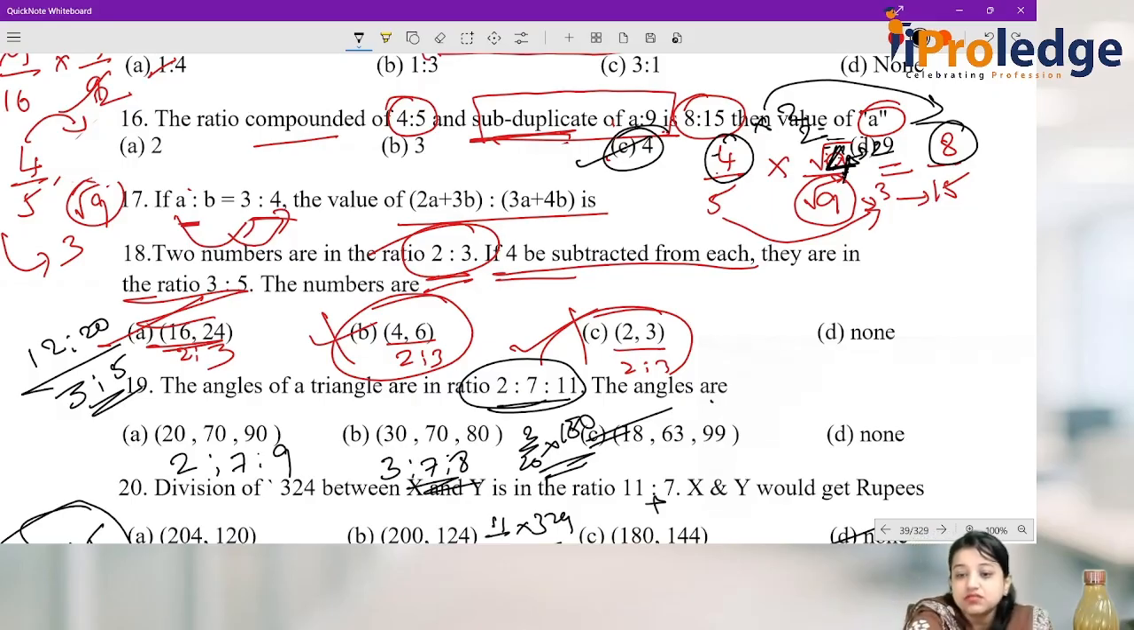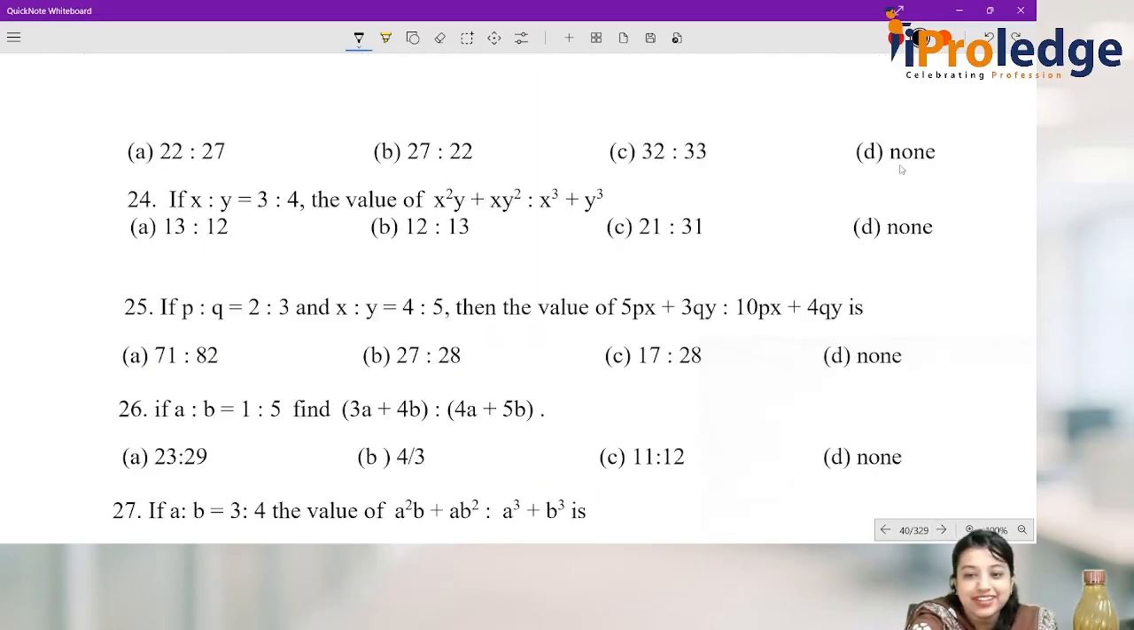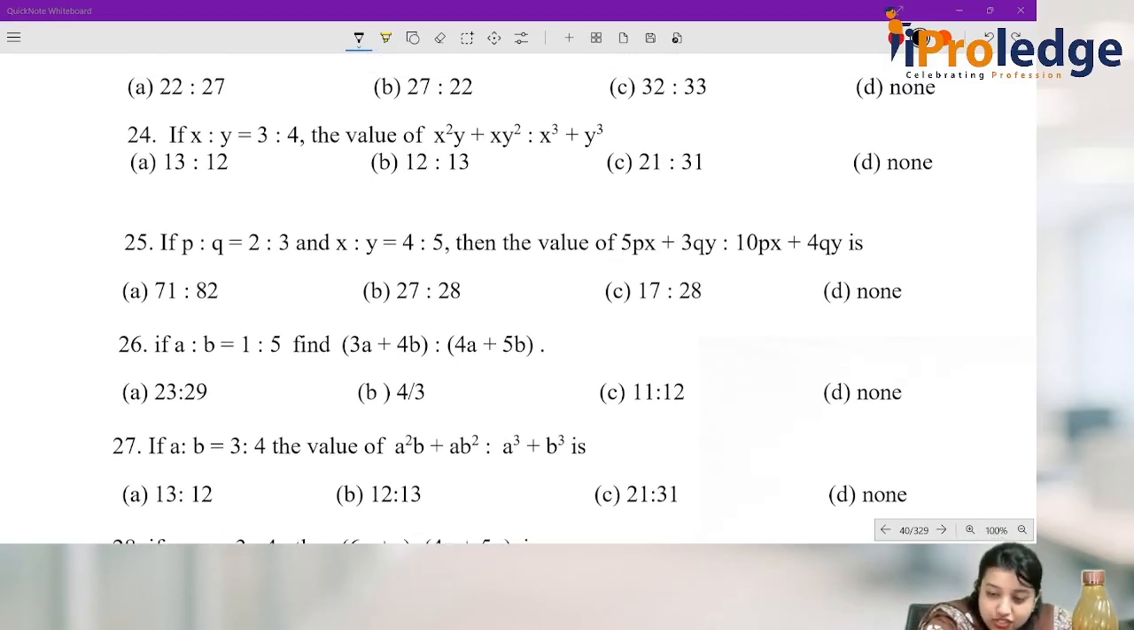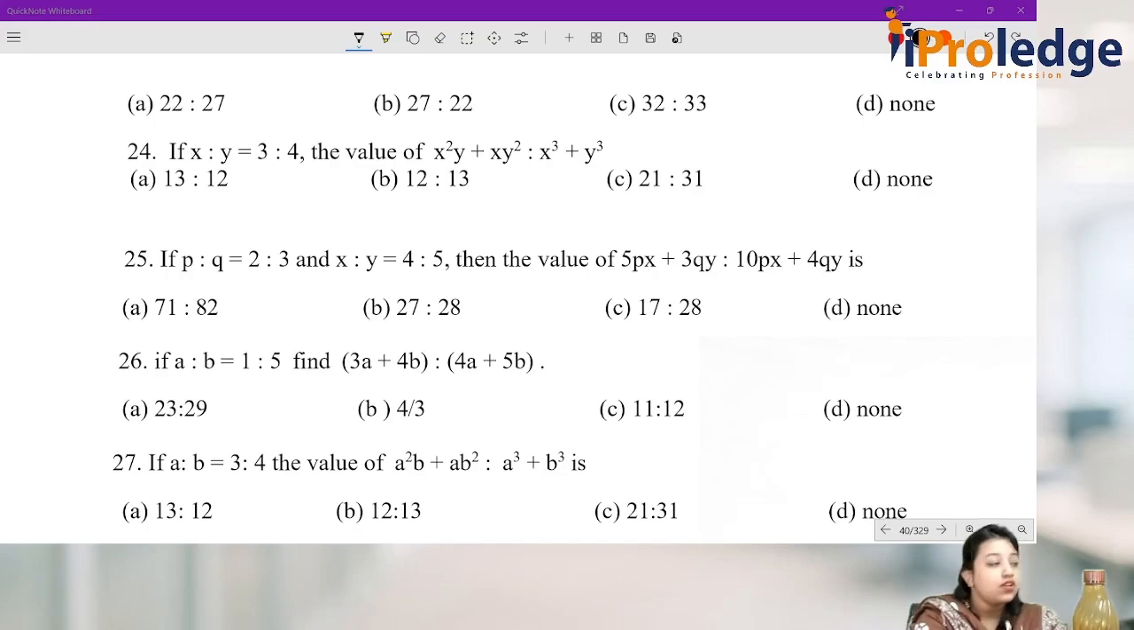Done. Okay, so let's continue. Next, 24. Online students, if you have any doubts, send a message in the group chat box. So 24, very important questions, this type of questions.